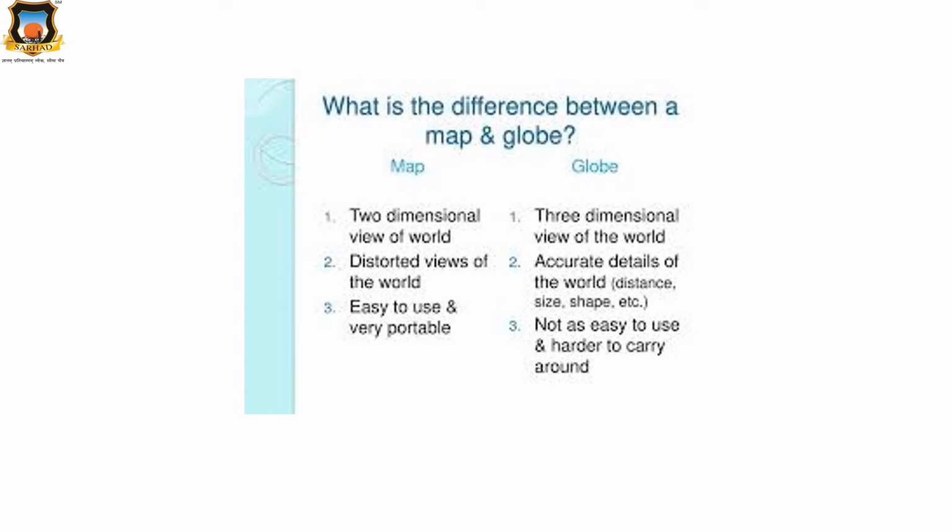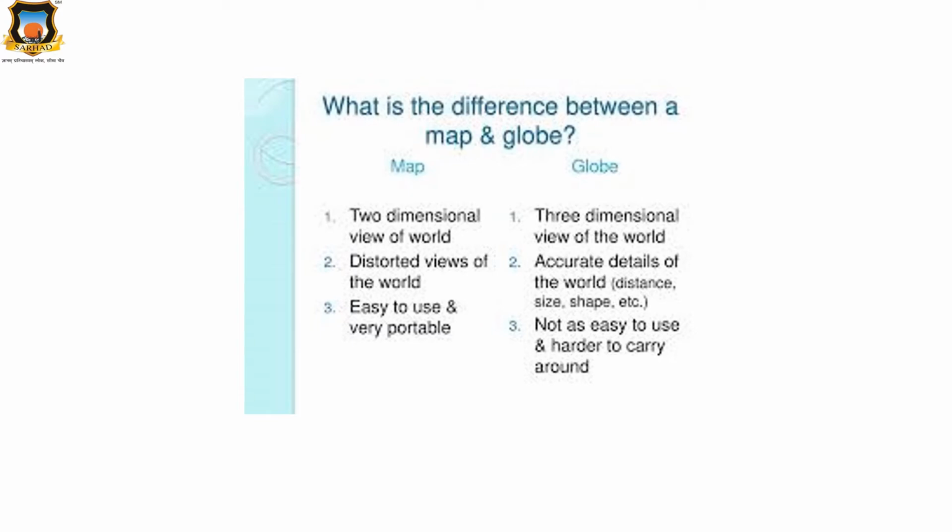So that is the difference. What is distorted views of the world? It means small sections of the world. Globe, accurate details of the world. In the globe, we can get the accurate details of the world. On the globe, only we can see the world.